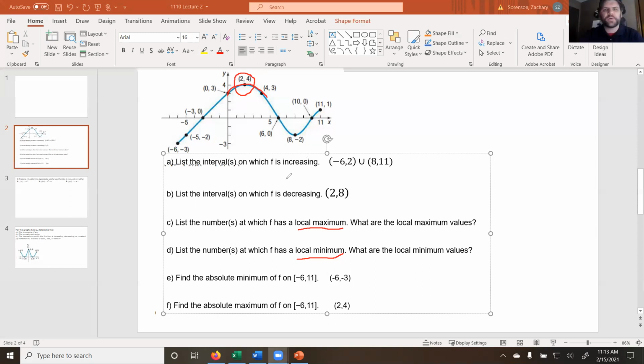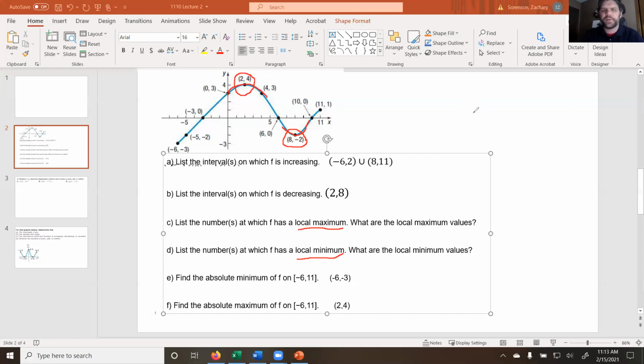Same thing with local, or no, sorry, that's my local max. Local min, we could kind of think of it as a valley. My graph is going down, down, down, and it's turning back up. So this would be a local min. And what's interesting about local mins and local maxes is we can have multiple of them.